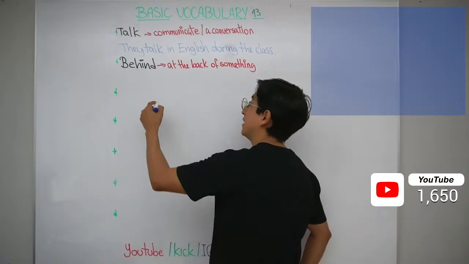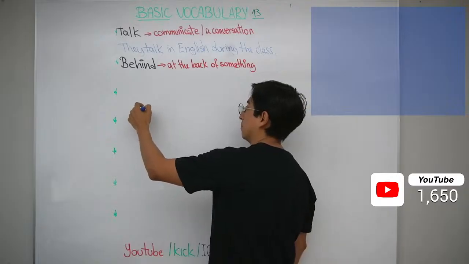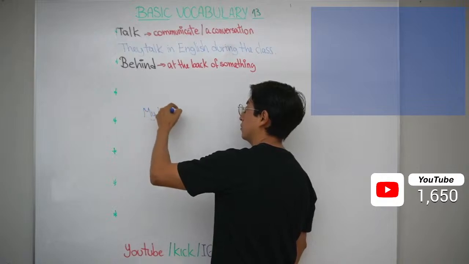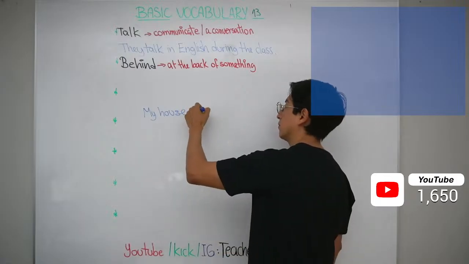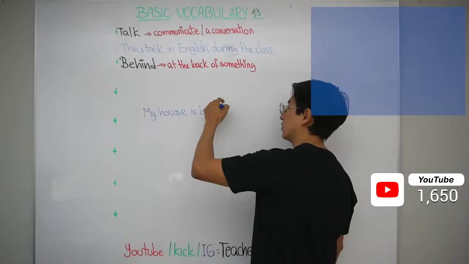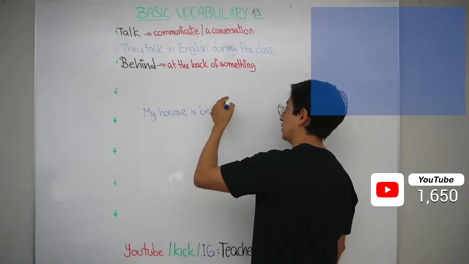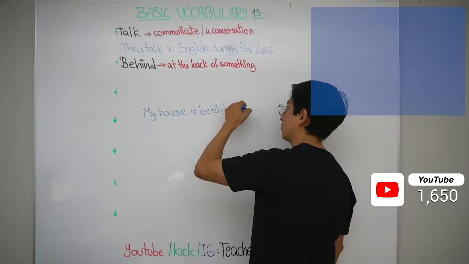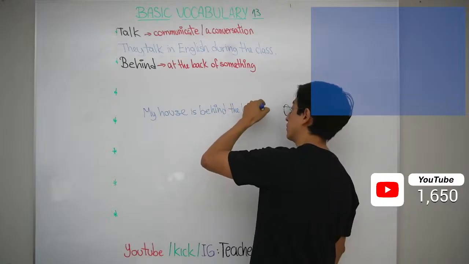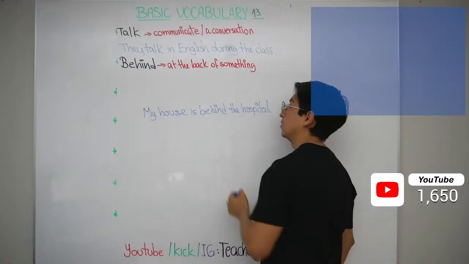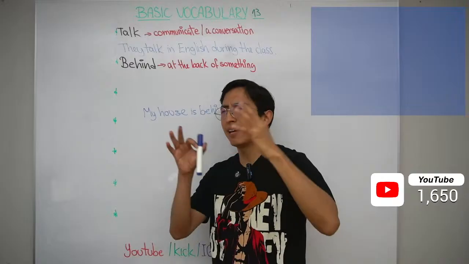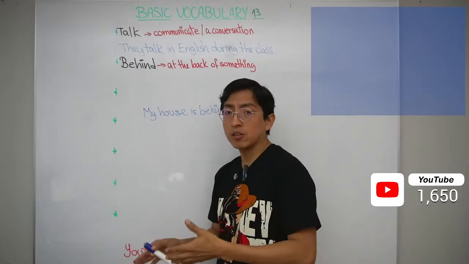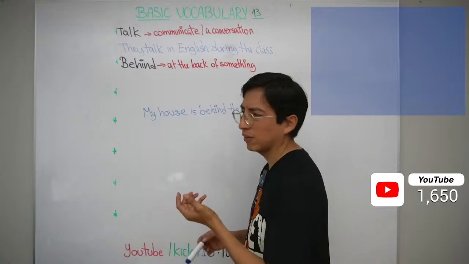For example, maybe you could say my house is behind, or is located, no? Is located behind the hospital. Okay, we can talk about very big places. But we can also use this for specific places.